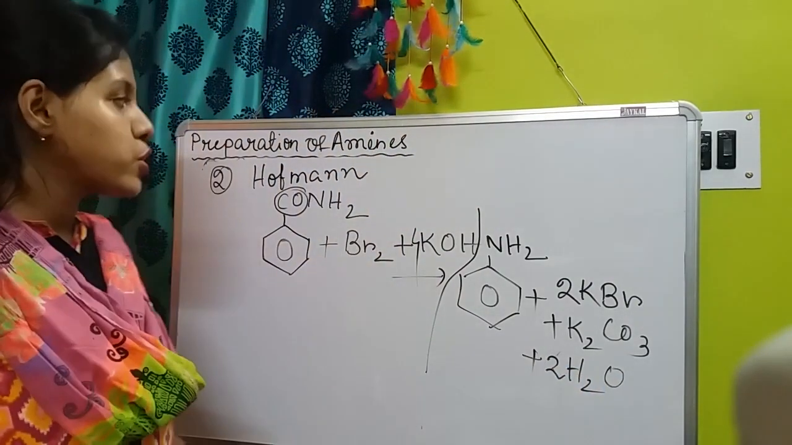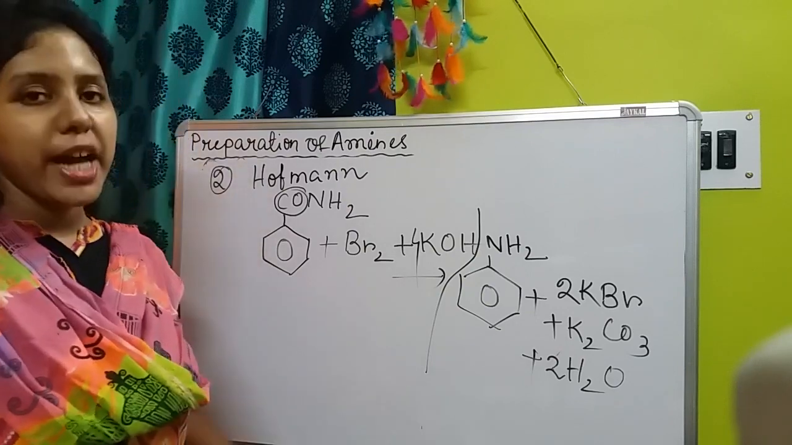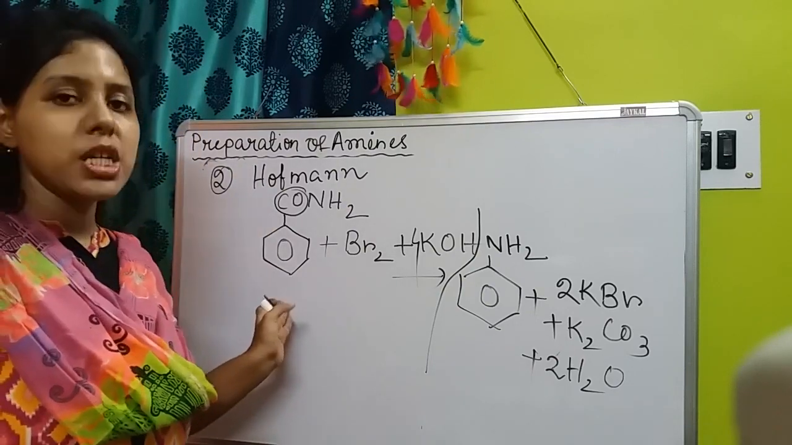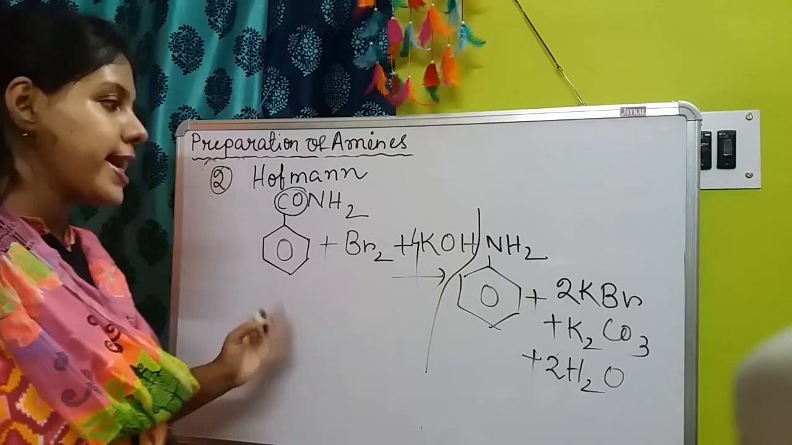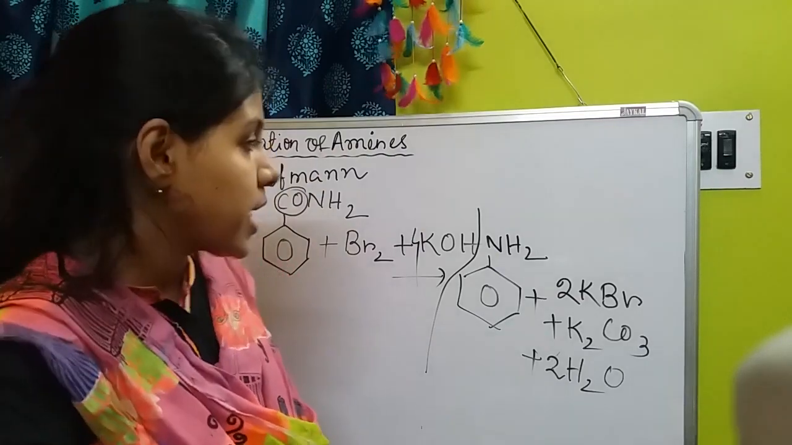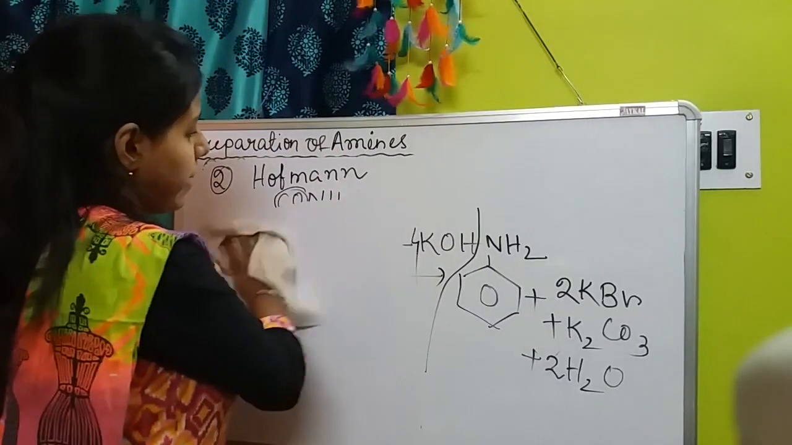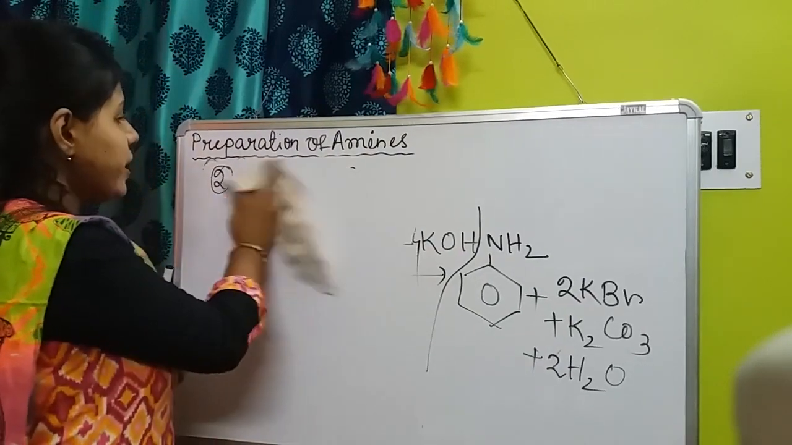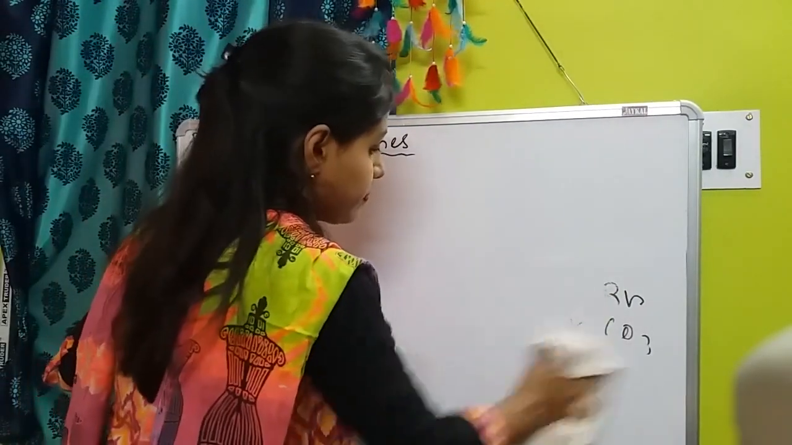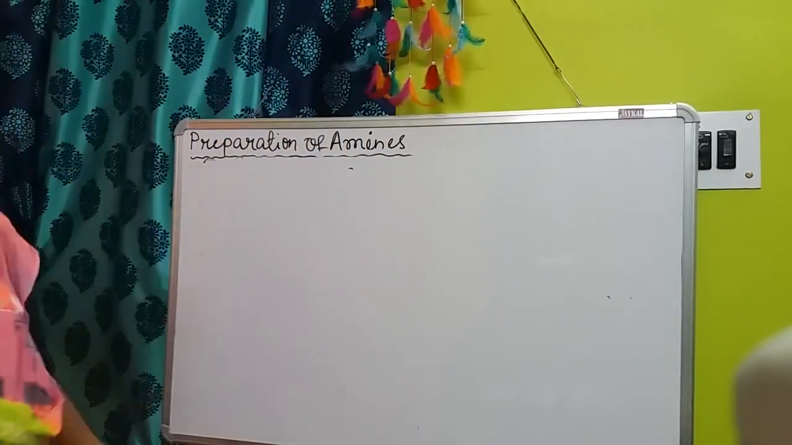So these compounds will be formed from Hofmann bromamide degradation reaction, where we could use this type of benzamide or an alkylamide like acetamide, which reacts with bromine in presence of alkali, forming an amine which has 1 carbon less than the parent amide. Next one is Schmidt reaction.